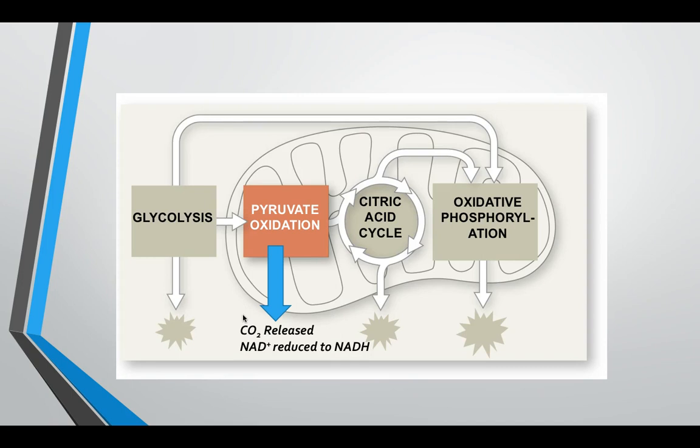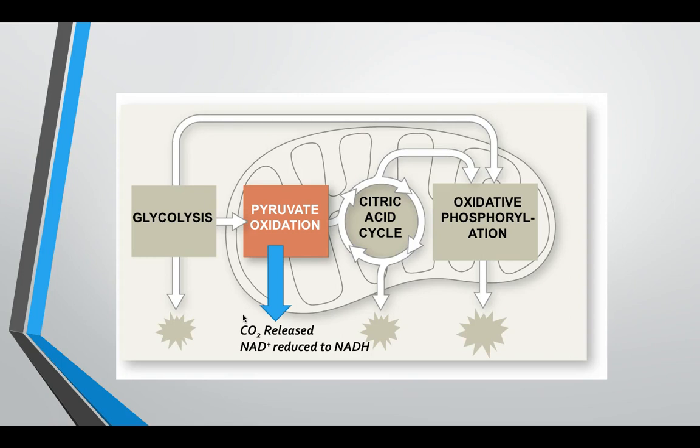Our next step is pyruvate oxidation. Pyruvate oxidation begins the breakdown of pyruvate. Pyruvate oxidation is going to be the process that begins stripping that organic molecule of its carbons and its oxygens. We don't need the carbons and oxygens, we need the hydrogens.